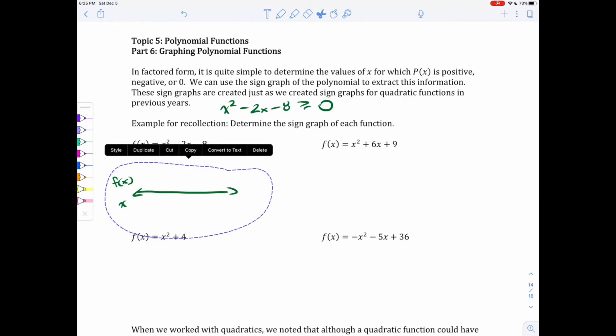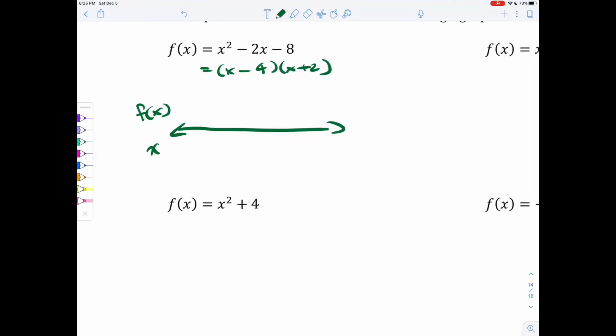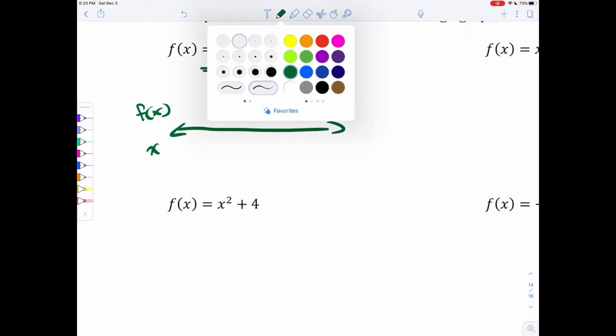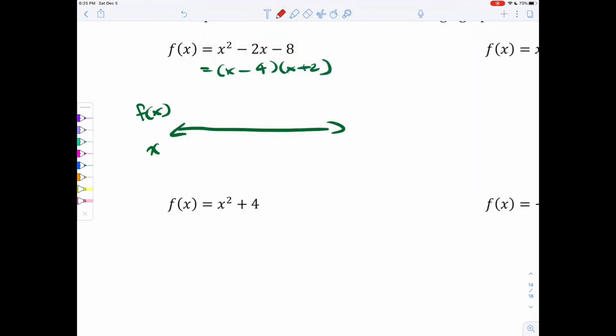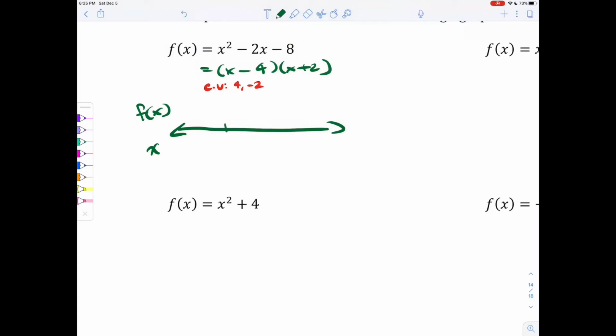So noting that f of x itself is x minus 4 times x plus 2, we can note that this would be solved when x minus 4 is 0, so that's at positive 4, and when x plus 2 is 0, so negative 2. We can say that our critical values are 4 and negative 2, and plot that on this number line, where we've got negative 2 and 4.